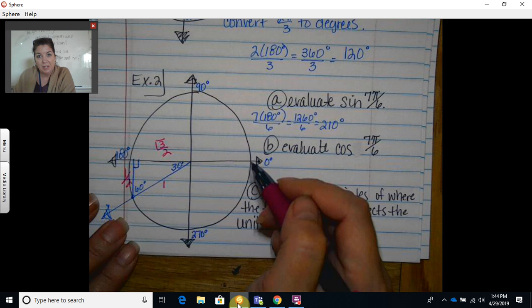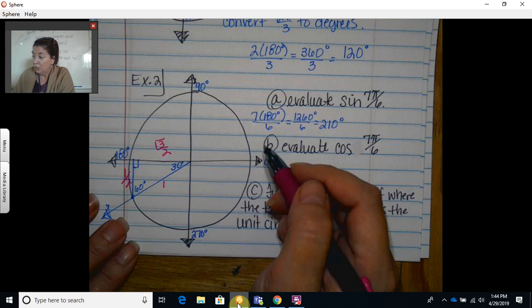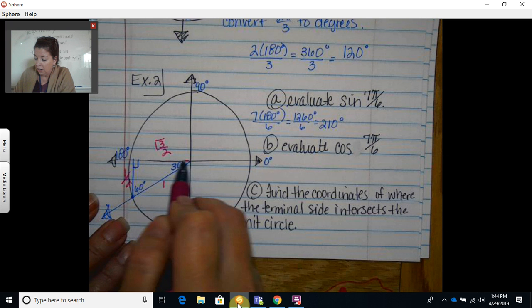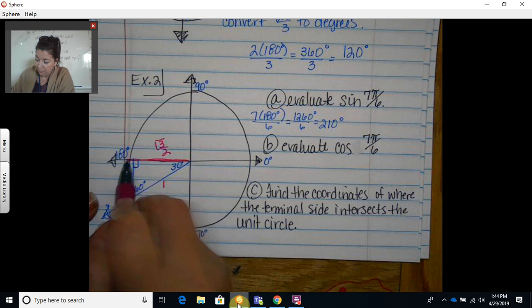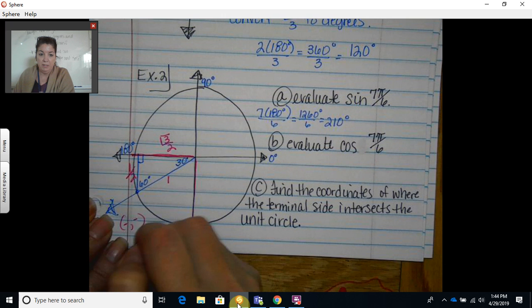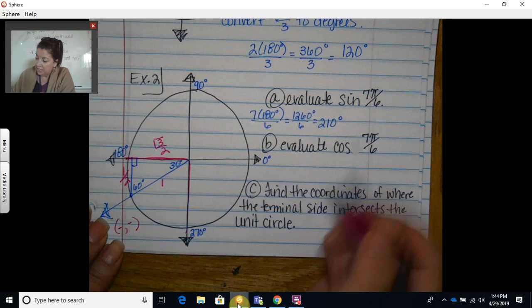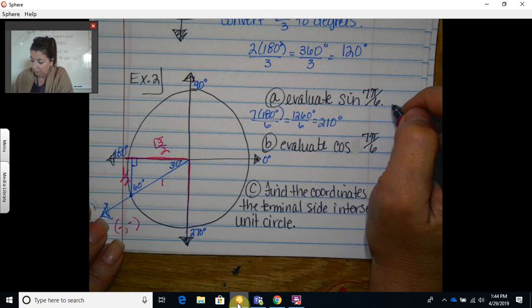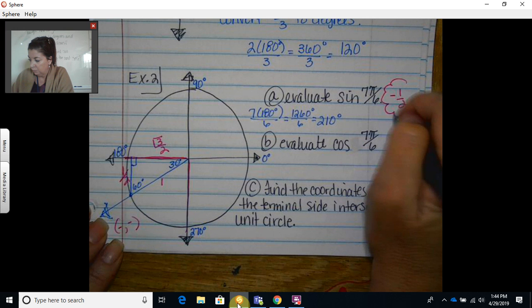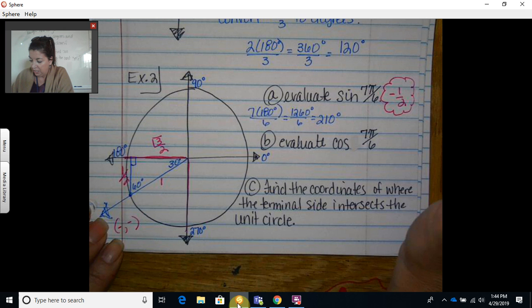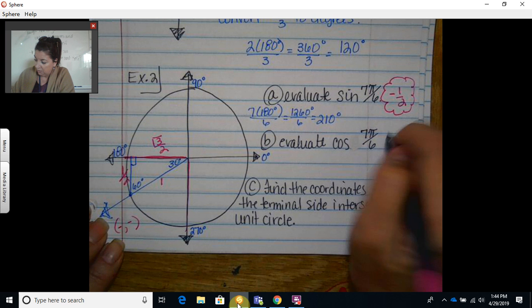So in quadrant 3, are our x values positive or negative in this quadrant? Negative. And what about our y values? Negative. So we know our ordered pair, the cosine and the sine, is going to be negative, right? Okay. So what is the sine of 7 pi over 6? Negative 1/2. That's your y value. So what's the cosine of 7 pi over 6? Negative square root of 3 over 2. Good.